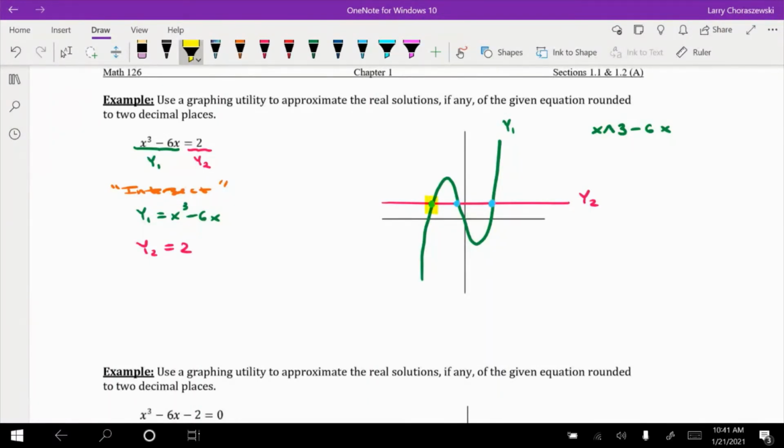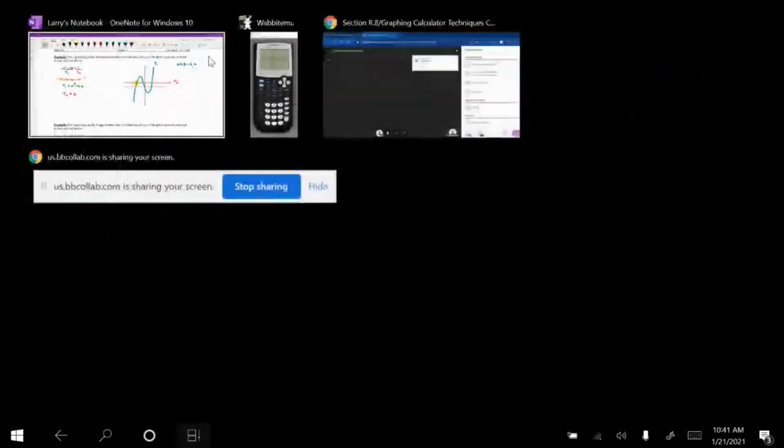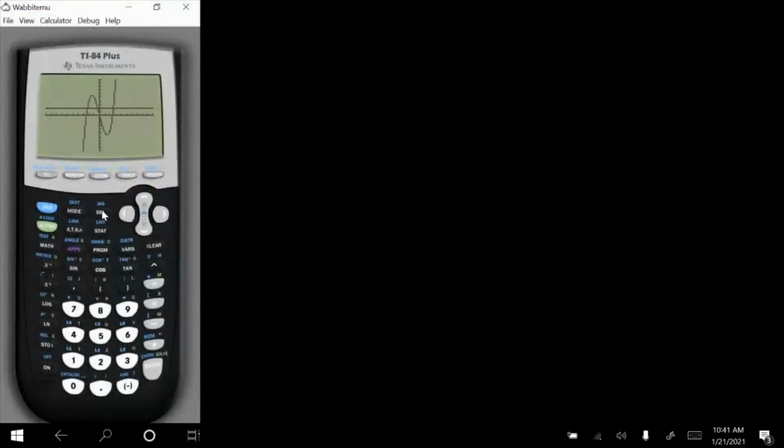Okay. And to do that, you're going to press second trace. Okay, it takes you to that menu that we were using from earlier. And it's option 5 where it says intersect. That will help us find the points of intersection. All right, so go down to option 5, press enter.